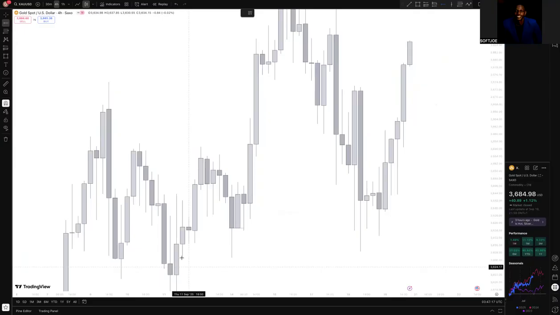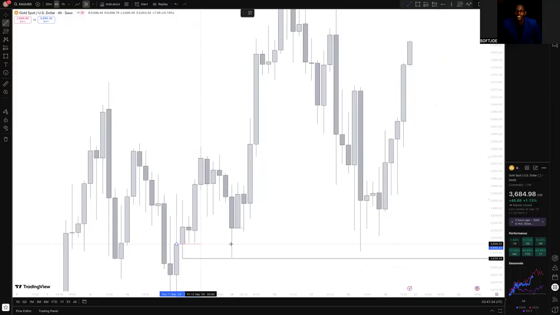You can see, look at our price. Look at this level. The low wasn't taken. Look at it. It still respected the wick of the low. Price still moved in that direction.